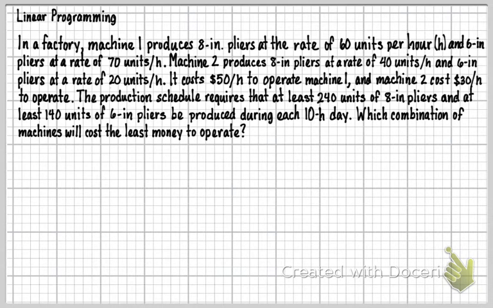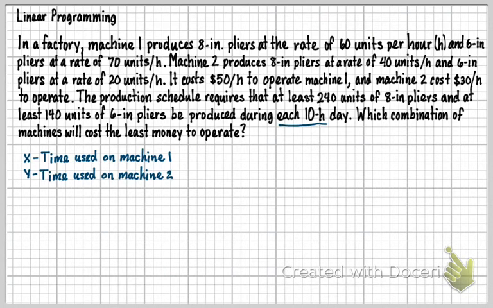So let X be the time used on machine 1 and Y be the time used on machine 2. Knowing that, notice that we have each 10-hour day. So that means my X on machine 1 has to be less than or equal to 10. And for my Y, that also has to be less than or equal to 10.